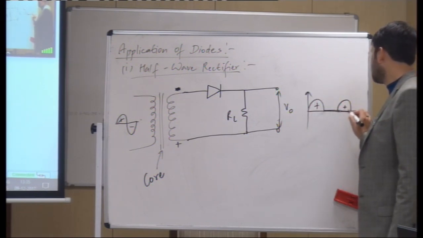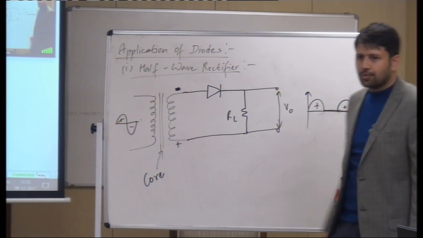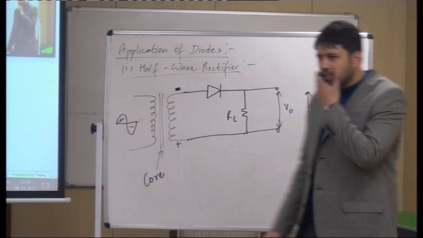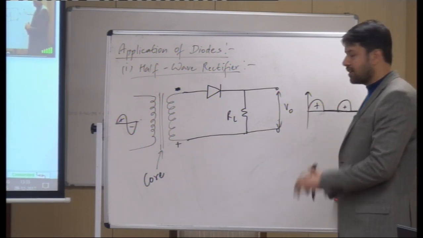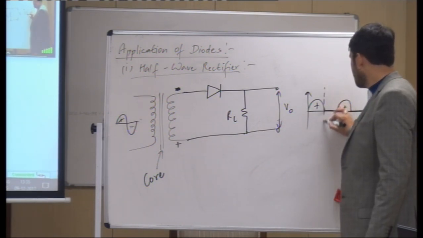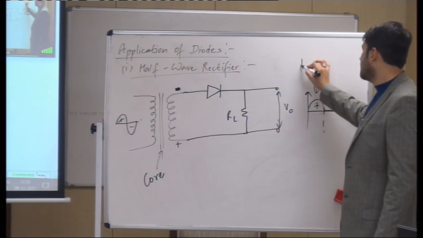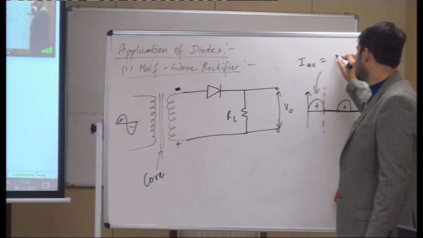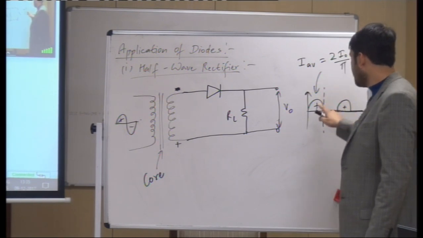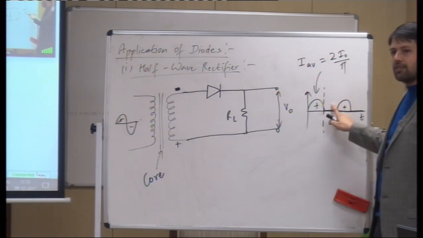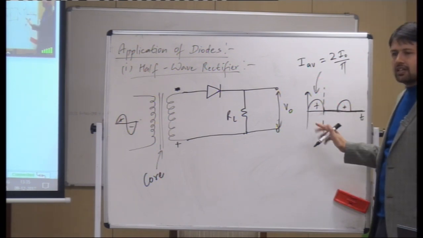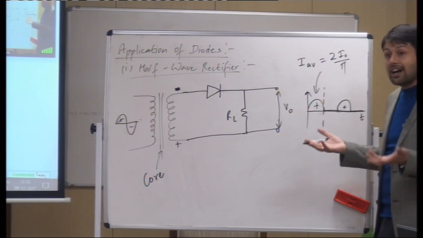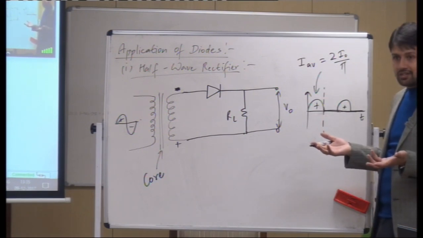The output would be something like this, only positive cycles, positive portions. The negative portions are clipped, right? Now, an important thing worth noting: when we were doing AC, we studied that for half cycle, the average current is 2 I naught by pi. Here, one half produces this average, other half produces 0 average. So the average for a complete cycle will be half.